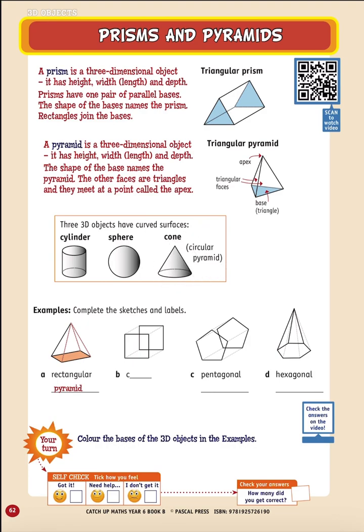Now let's take a look at the examples. Here we are asked to complete the sketches and labels. Example A is a pyramid as it comes to a point, and it is a rectangular pyramid because the base is a rectangle. Now let's look at example B.